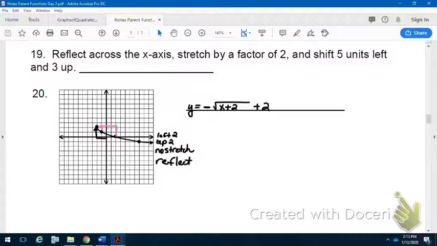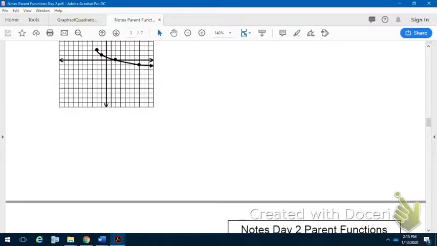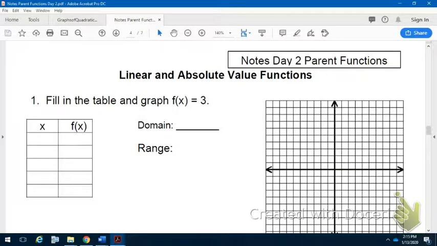Okay. Now, linear and absolute value functions. So these first two functions are pretty straightforward. This is a constant function. And you already have that written on your parent function chart. So I'm going to go through these pretty fast.